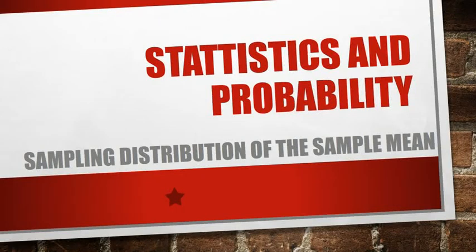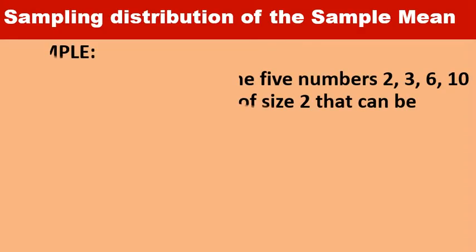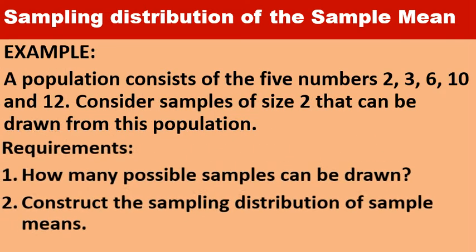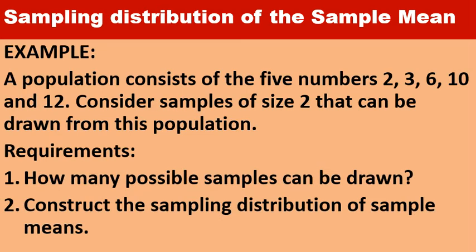Hello everyone. Our lesson is about the sampling distribution of the sample mean. Let us have this example. A population consists of 5 numbers: 2, 3, 6, 10, and 12. Consider the sample size 2 that can be drawn from this population. Again, we are required to answer this question: how many possible samples can be drawn, and we are asked to construct the sampling distribution of the sample mean.